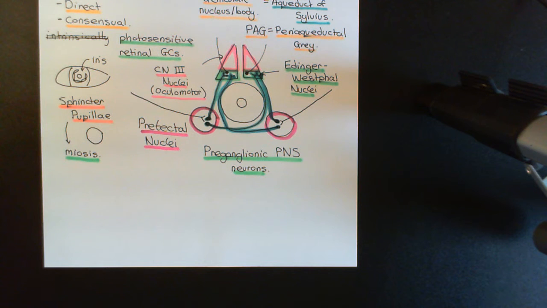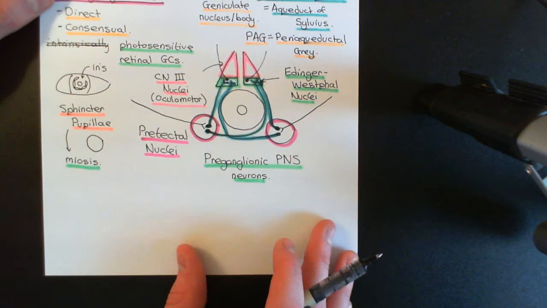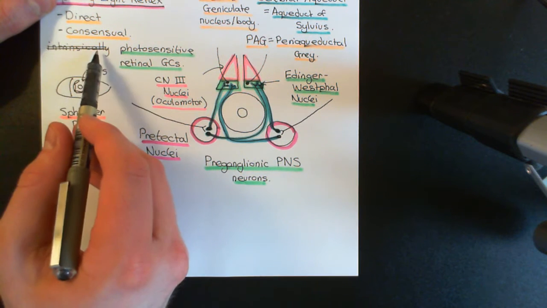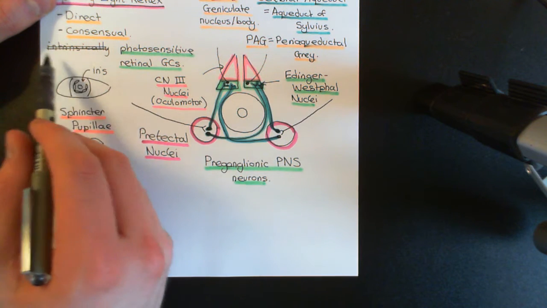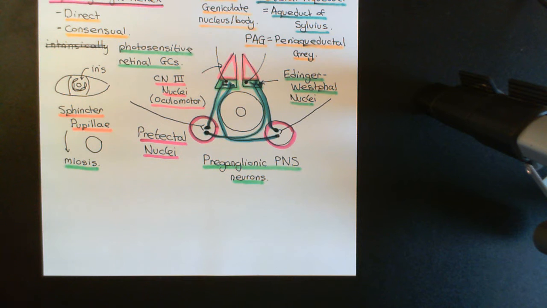retinal ganglion cells. And by the way, I had the time to look up how to spell intrinsically, and apparently I was correct. This is how you spell intrinsically.